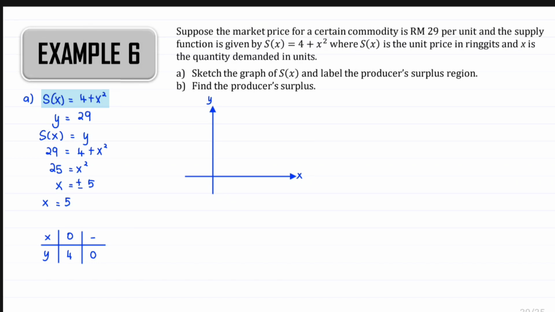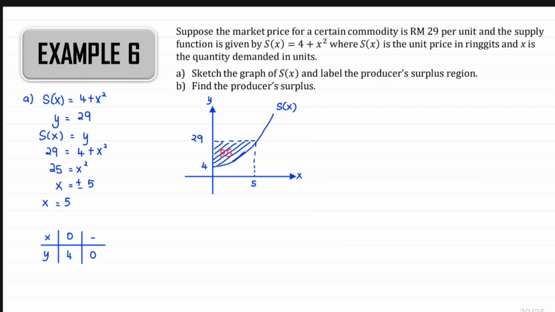S(x) is an increasing function, so we sketch a smile shape starting at y equals 4, and we have the point (5, 29). This one y equals 29 and x equals 5. This one is the function for supply. Then label the producer surplus region. This area is the region for producer surplus, and we label it as PS.